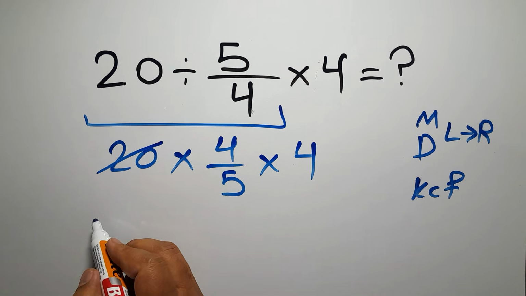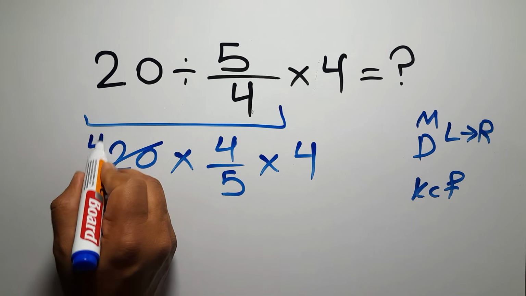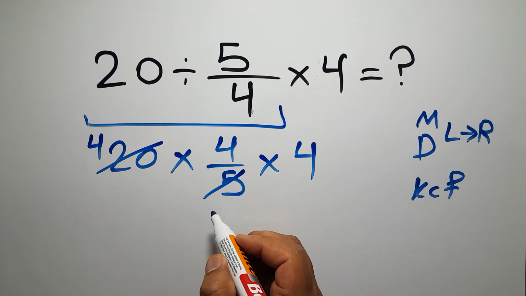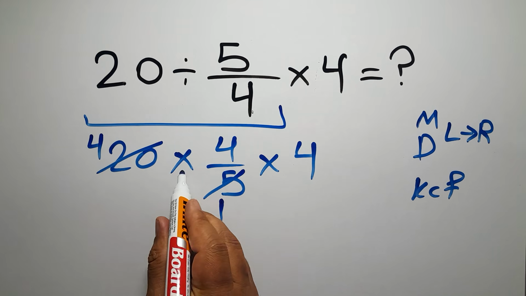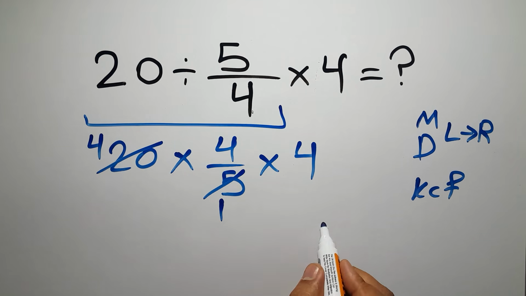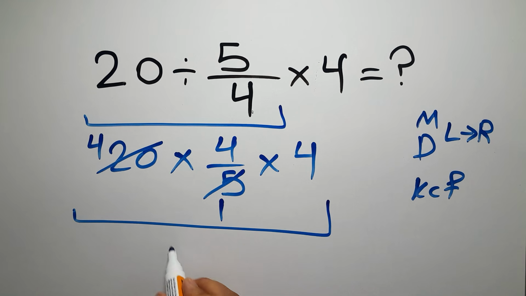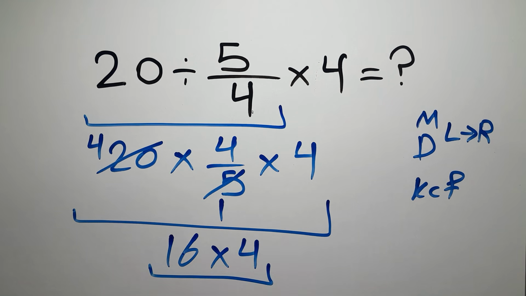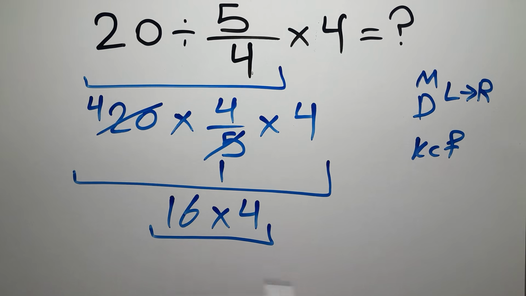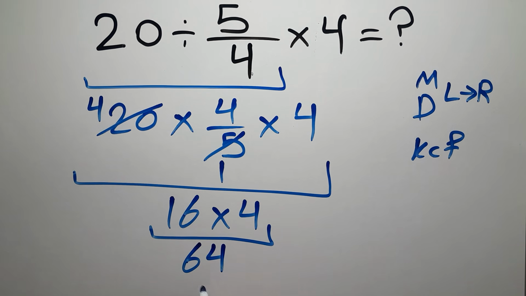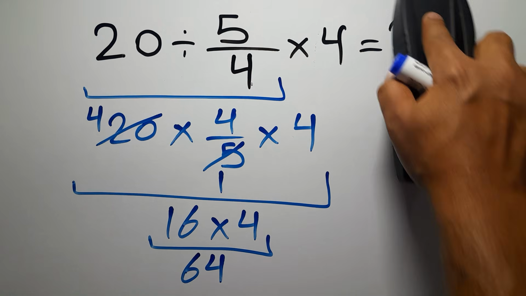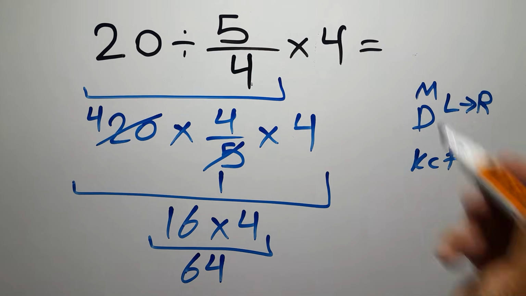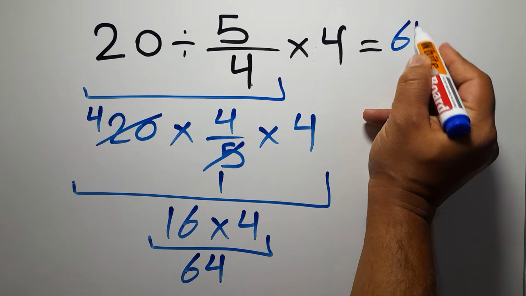20 divided by 5 gives us 4, and 5 divided by 5 equals 1. So we have 4 times 4 times 4, which equals 16 times 4, and this is equal to 64. And this is our final answer to this problem. The correct answer is 64.